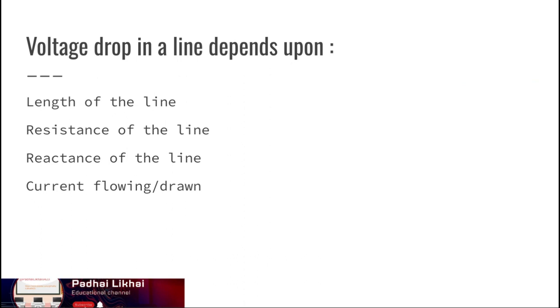Okay, voltage drop in a line depends upon what factors? From common sense, you can easily see that it is going to depend on the length of the line, the resistance of the line, the reactance of the line, and the current flowing through the line. The reactance of the line means the inductance of the line or the capacitance of the line.